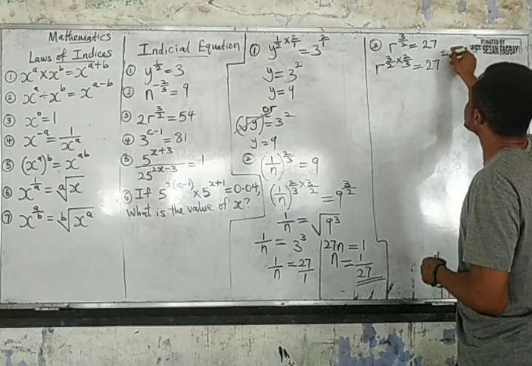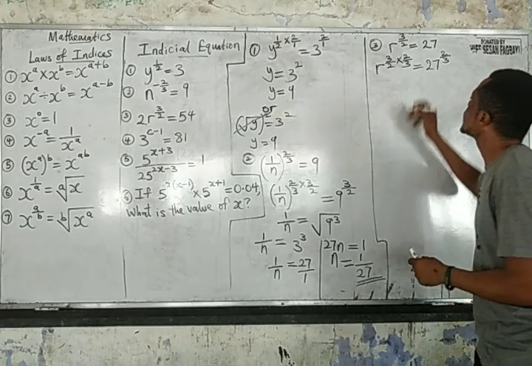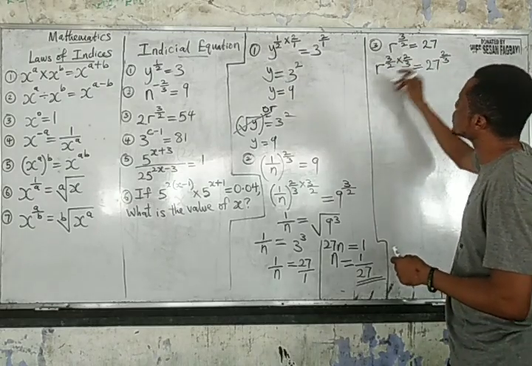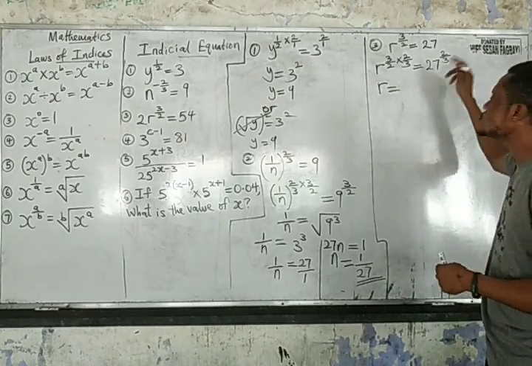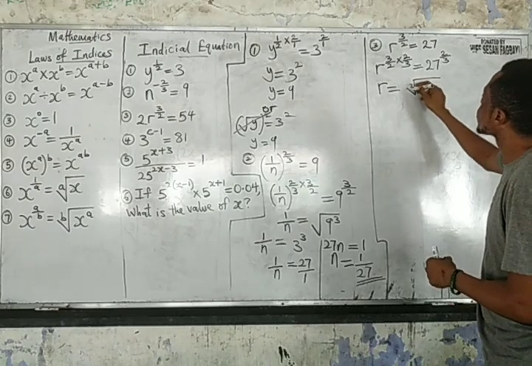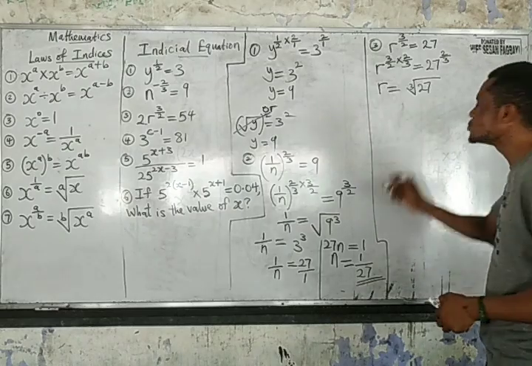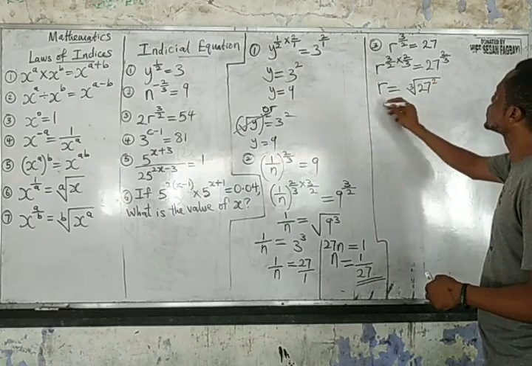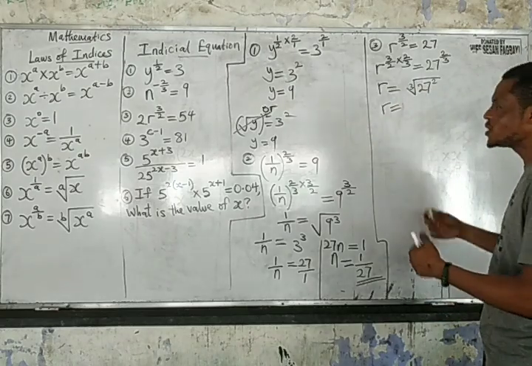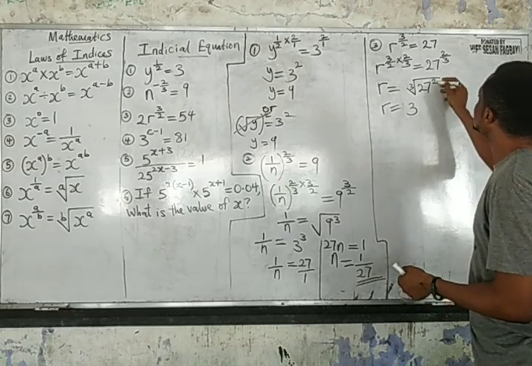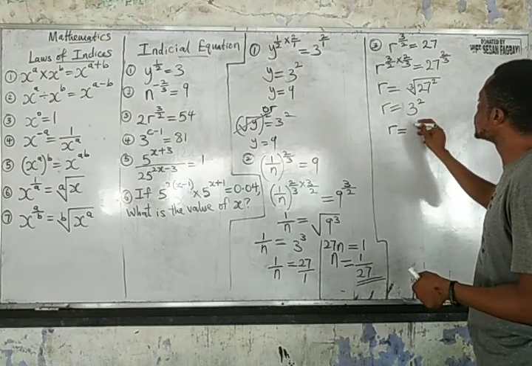27 raised to the power of 2 all over 3. They cancel each other. We now have r equal to the cube root of 27 raised to the power of 2. The cube root of 27 is going to be 3. We have 3, now raised to the power of 2. So r will give us 9.